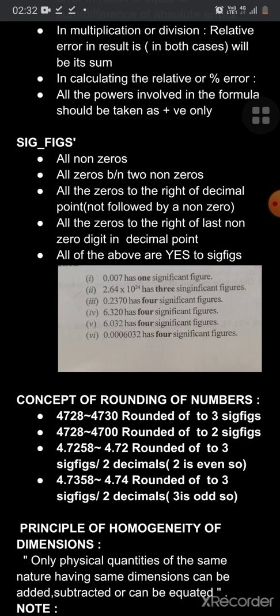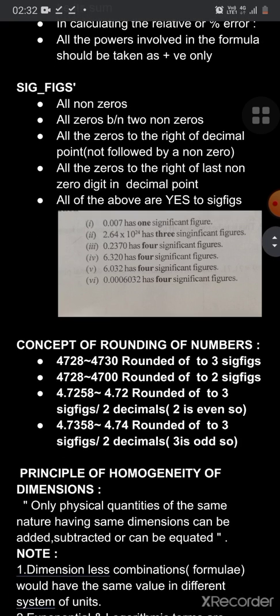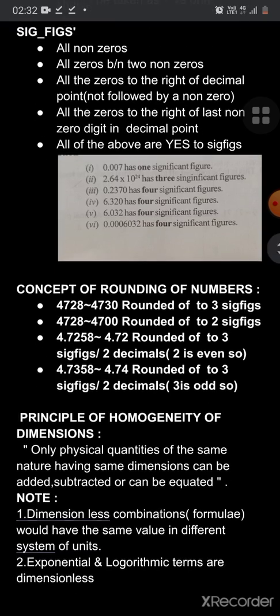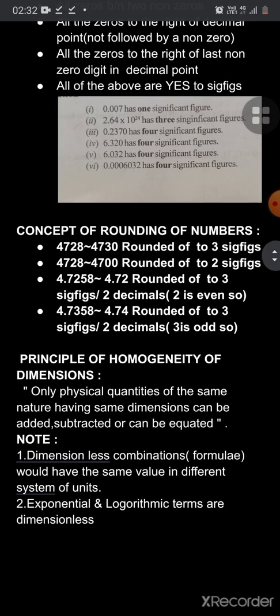Significant figures. The total number of measured and estimated values in the measurement is called sig figs, significant figures. All non-zeros, all zeros between two non-zeros, all the zeros to the right of the decimal point not followed by a non-zero, all zeros to the right of the last non-zero digit in a decimal point are sig figs. Remaining are not significant figures.